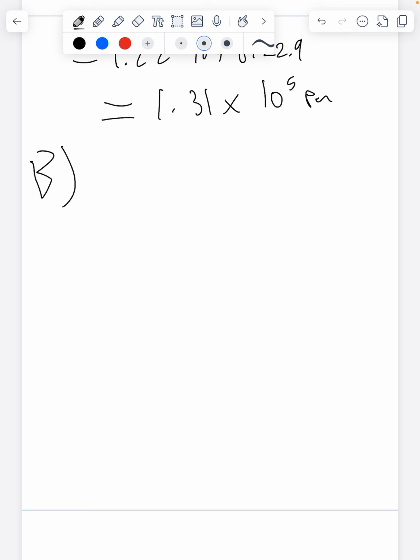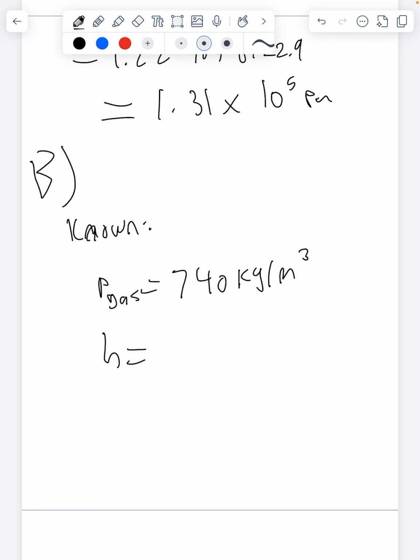Okay, here we are simply finding the gauge pressure at the interface between gasoline and water. I'm going to write down what we know. We do know that the density of gasoline is 740 kg per meter squared. I mean cubed, my bad. I think I keep saying squared. And we know the height would be 15.0 centimeters, but you have to convert that into 0.15 meters.